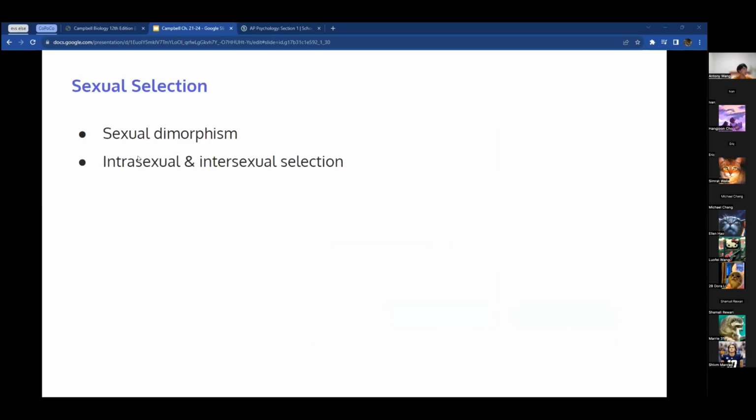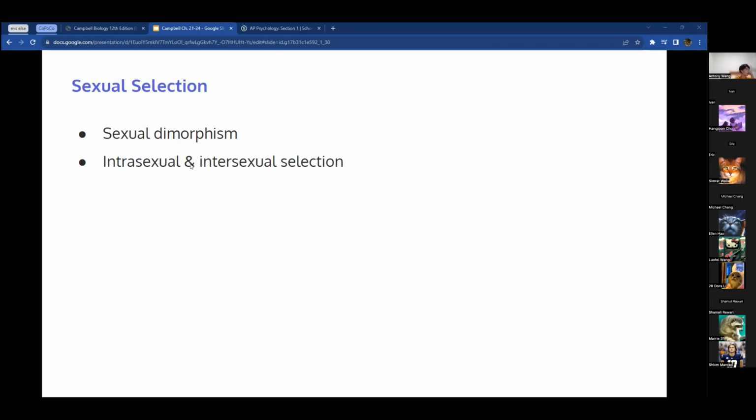Sexual selection, sexual dimorphism. I think sexual dimorphism is when the male and female of one species look different. So male deer will grow antlers, right? But females won't. Male peacocks have a colorful display, females don't.